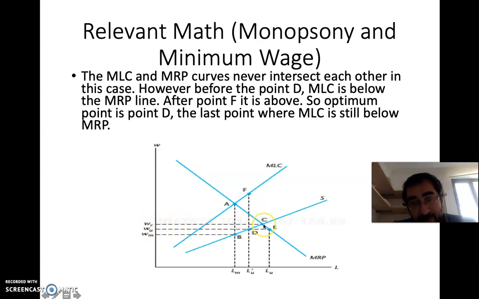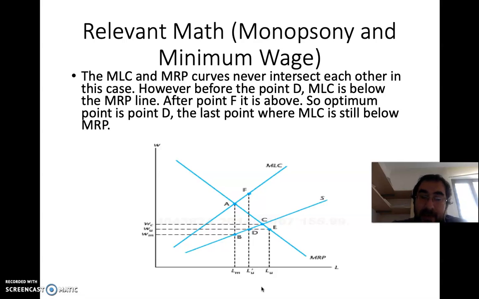If the minimum wage is WC, then it will be the horizontal line, so the employment level will be LC in this case. Then at C it will jump to this point, which means it will intersect the marginal revenue product curve at point C, and as I said, the employment level will be LC.